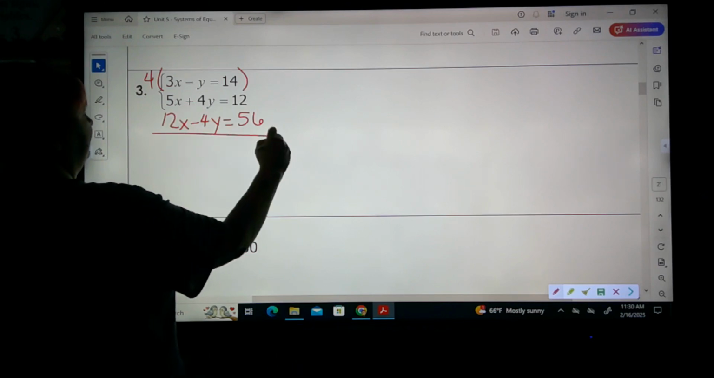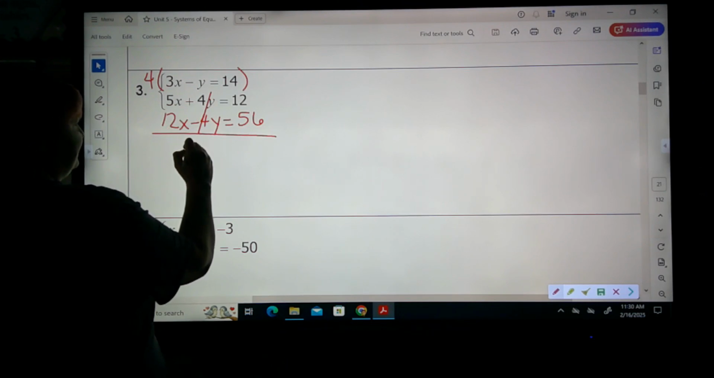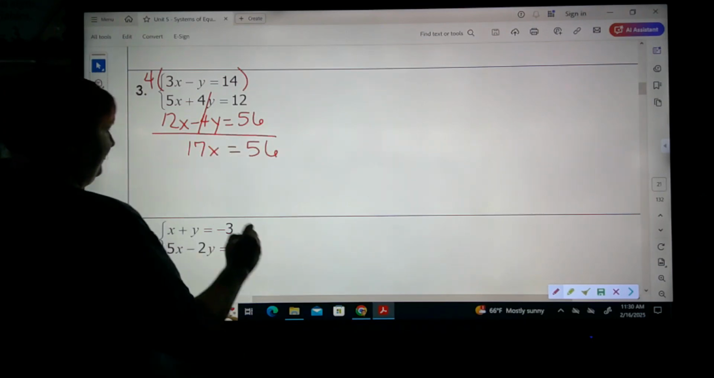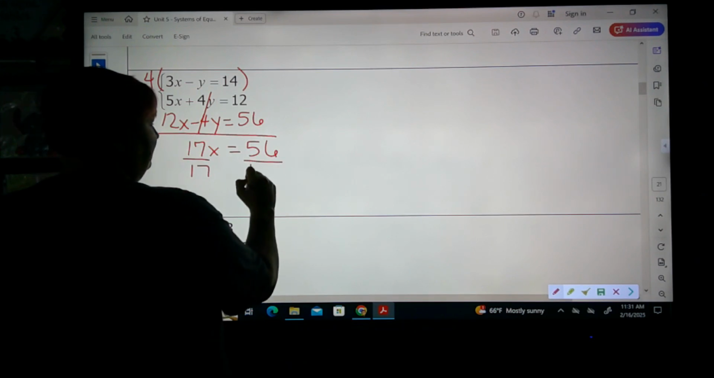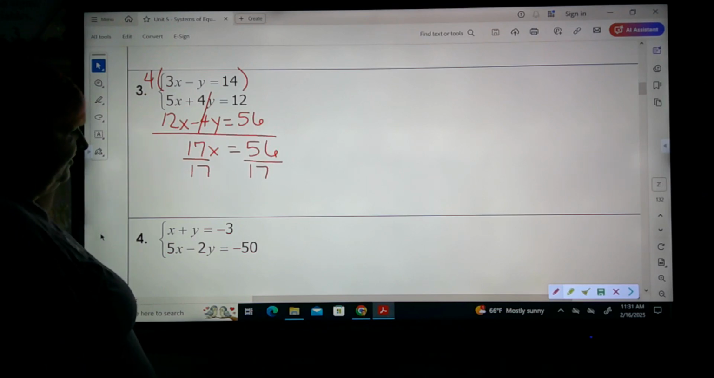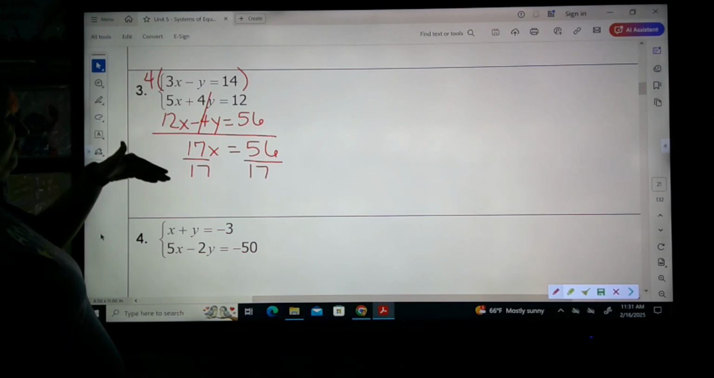Alright, and these will cancel. 4y minus 4y is 0. 5x and 12x is 17x. 17x equals 56. Divide by 17. Is that going to break down evenly? I don't think it is. 56 divided by 7. Let's see. 3 times 7, 4 times 7, 5 times 7, 6 times 7, 7 times 7. No. It's not going to break down evenly. So maybe I don't want to do 4.